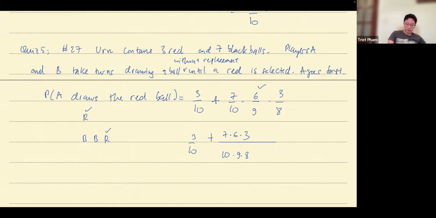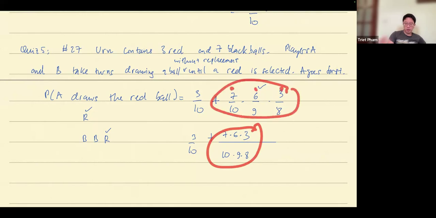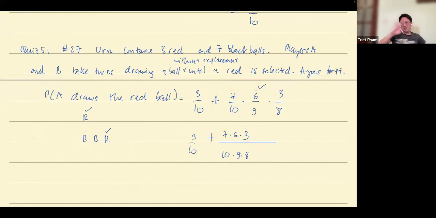Is that okay? And then 7 times 6 times 3 are the number of ways we can draw a black ball on the first turn, another black ball on the second one, and then a red ball on the third. Is that clear? That's counting. This is stringing together probability. Again, in the end, they're all the same. But right now, we don't have a principle to cover this calculation because you're multiplying probability together. Is that okay?